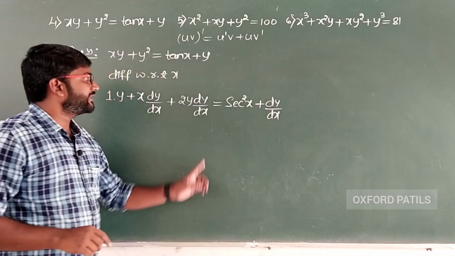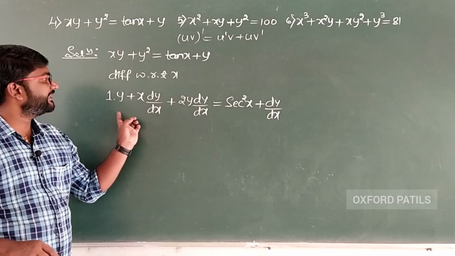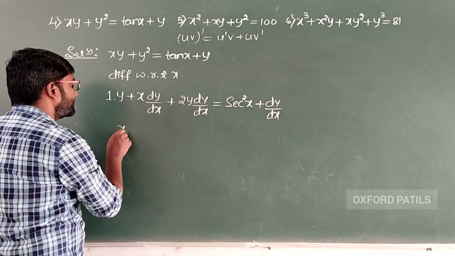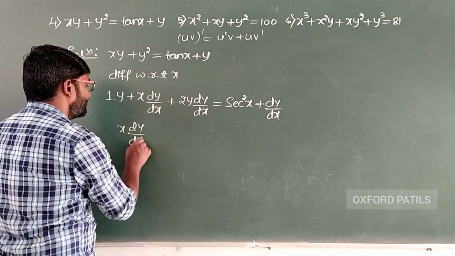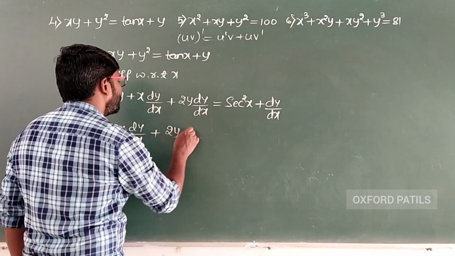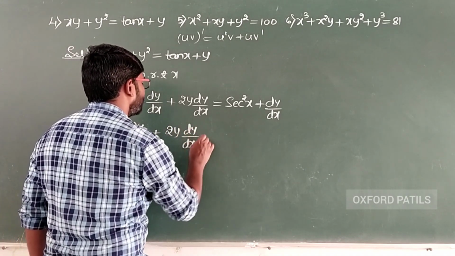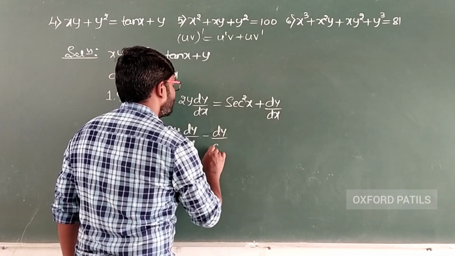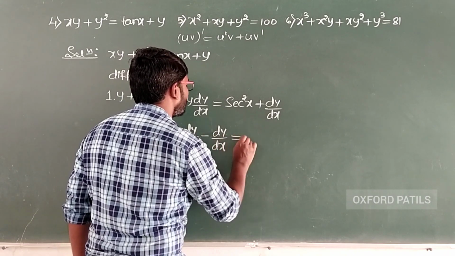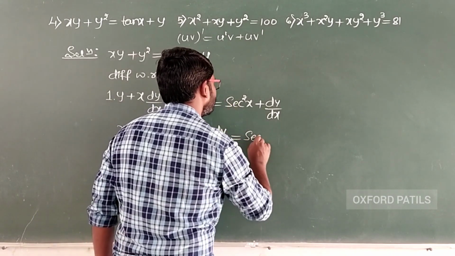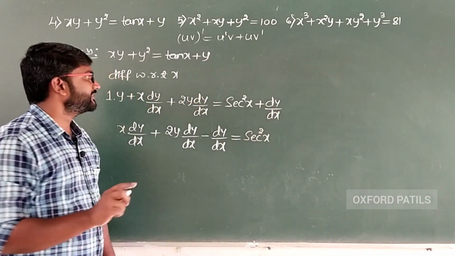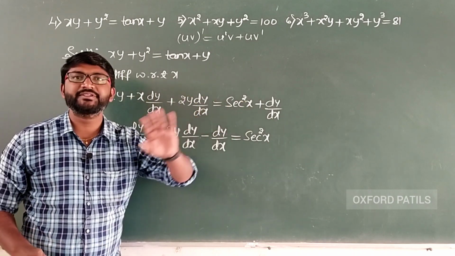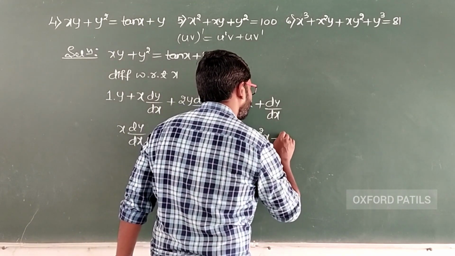Now I will take dy by dx terms to the one side and remaining terms to the other side. So now I will be taking this to the LHS. X dy by dx plus 2y into dy by dx, then minus dy by dx. This is equals to, I will be writing secant square x as it is. Now what is the term that is left out? 1 into y, it will be y. Take that y to the right hand side, it becomes minus y. So I will be writing minus y here.